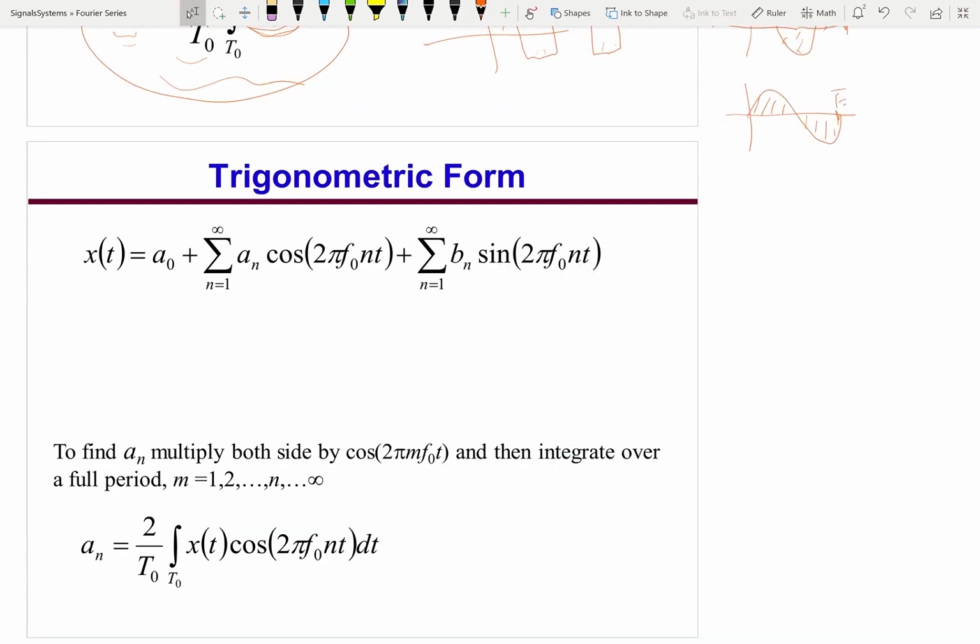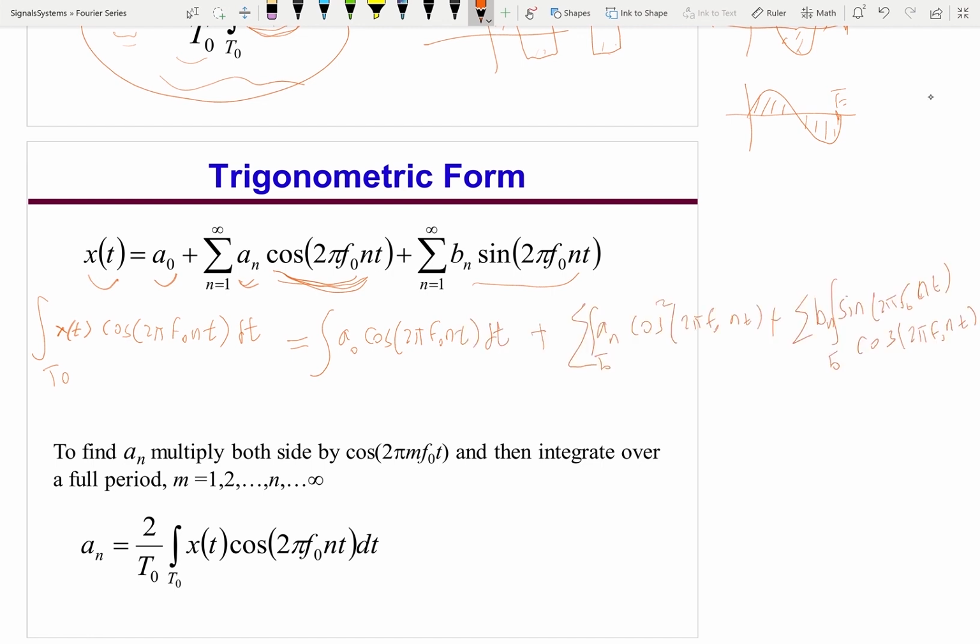To find An, what we can do is, first we multiply every component here by cosine, if I want to find An. By a cosine, this term, and multiply here by cosine, and then integrate. So I get x of t times cosine 2 pi f0 nt, and I integrate over a full period. Same thing here, A0 cosine 2 pi f0 nt. So I will do it for all the terms.